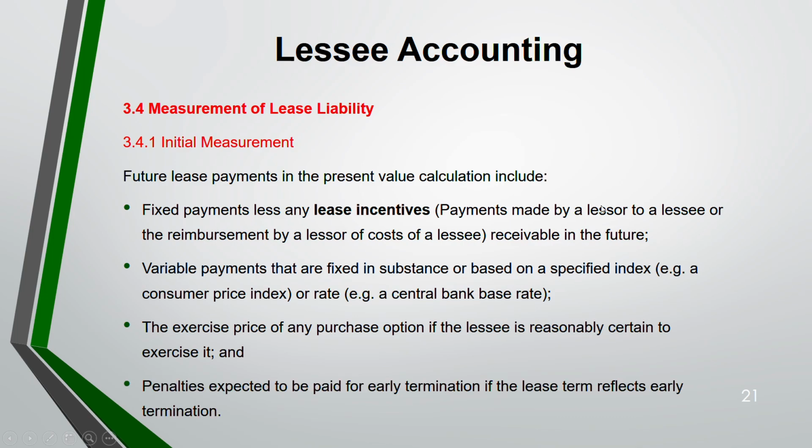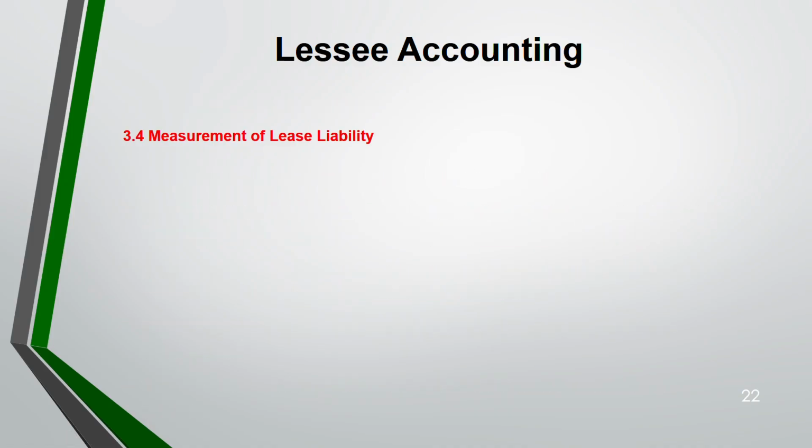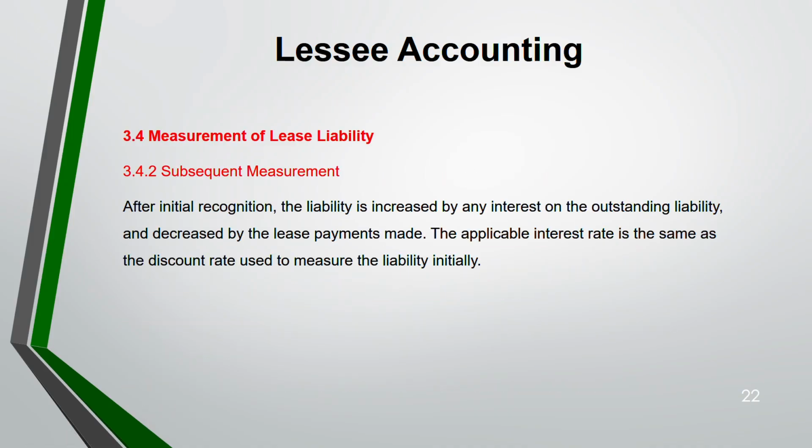That is the option of buying the asset at the end of the lease term. Next, penalties that are expected to be paid for early termination of the contract, if the lease term reflects that early termination. So if there are any penalties, that also will come in that present value calculation. So these four things you have to remember will be included in the present value.